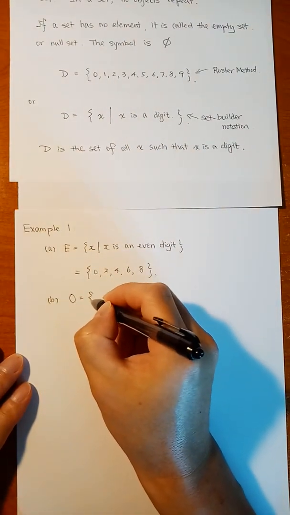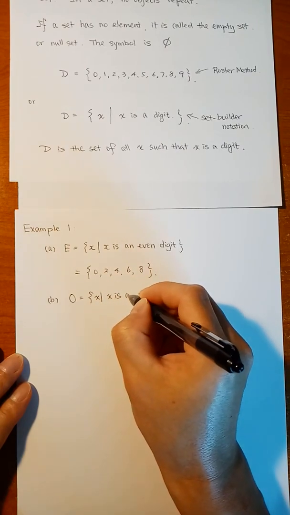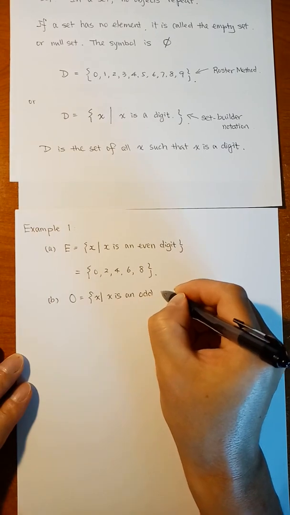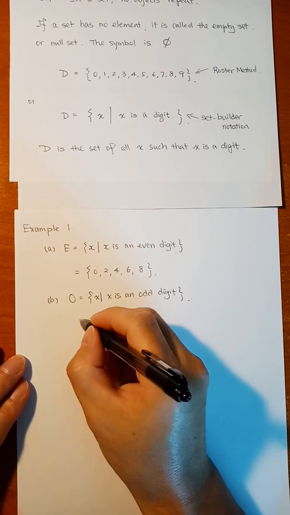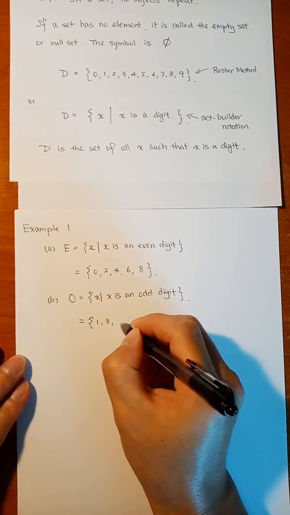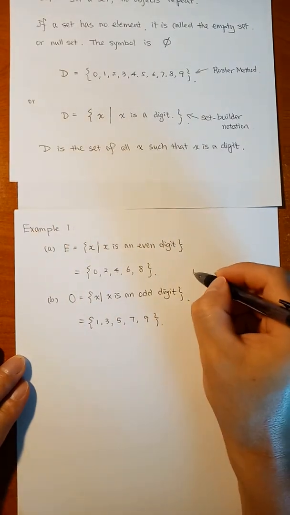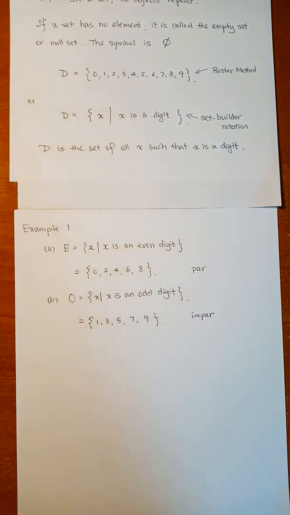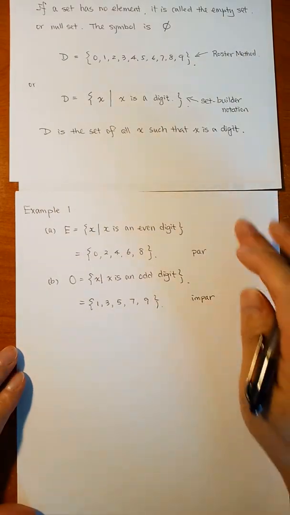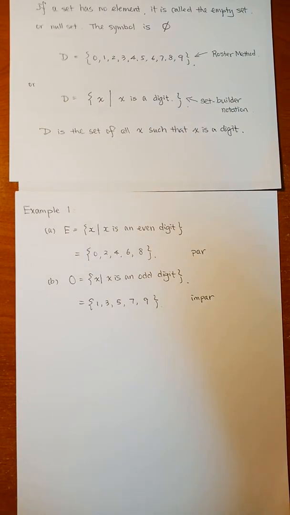And the other example will be O is a set of all X such that X is an odd digit. Odd, even, odd. So you will have 1, 3, 5, 7, and 9. It's even par, impar. I assume they are in Spanish; they write this way. Okay, whatever. If I know how to say it in Spanish, I will write it down. If I don't know, I will just use the English version.